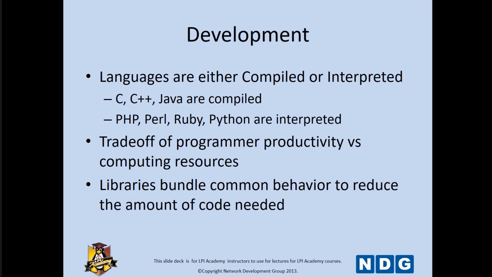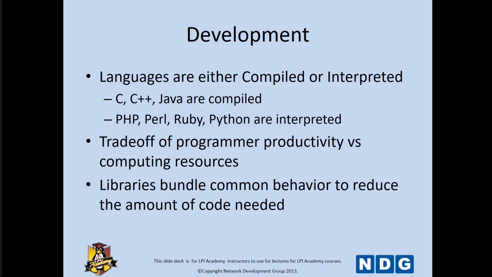We have development tools: C, C++, not C#, because C# is predominantly Windows, and Java. These are all compiled languages. We have Python or Perl, which are interpreted languages. So there are some trade-offs between the programs: productivity versus computing resources.